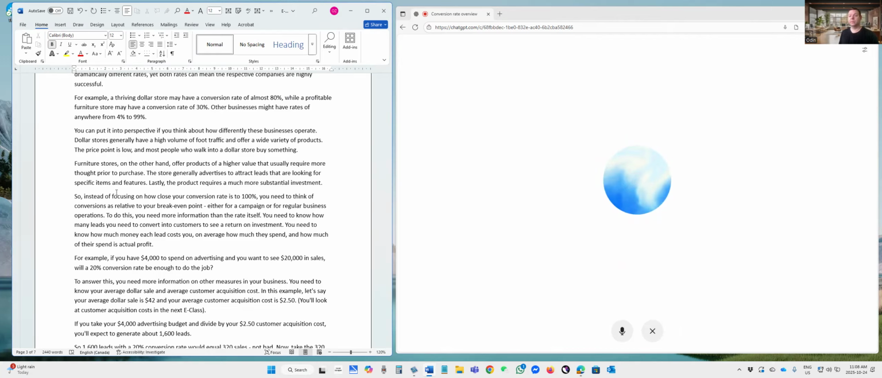So instead of focusing on how close your conversion rate is to 100%, you need to think of conversions as relative to your break-even point, either for a campaign or for regular business operations. To do this, you need more information than the rate itself. You need to know how many leads you need to convert into customers to see a return on investment. You need to know how much money each lead costs you, on average how much they spend, and how much of their spend is actual profit. For example, if you have $4,000 to spend on advertising and you want to see $20,000 in sales, will a 20% conversion rate be enough to do the job?